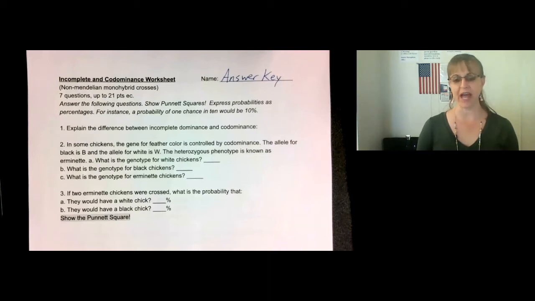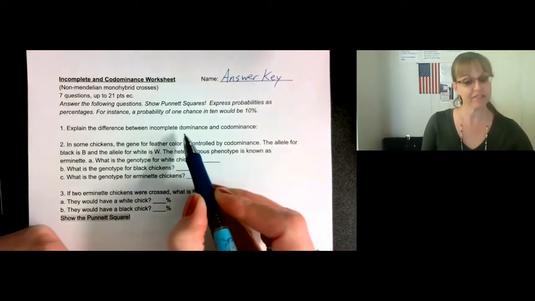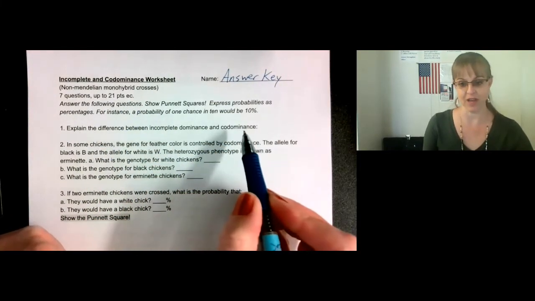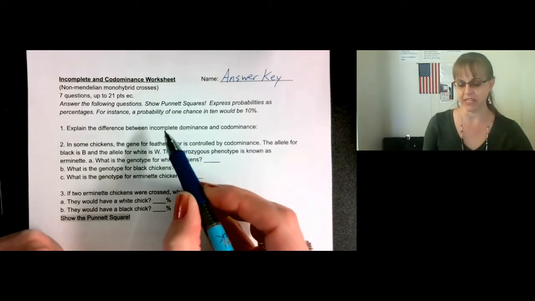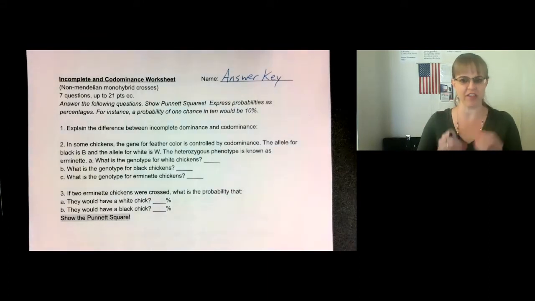So you've already learned how to do problems involving complete dominance, where one gene is dominant and one is recessive. But what about if you have incomplete dominance or codominance? That's what I'd like to show you how to do now. First of all, the difference between incomplete dominance and codominance. With incomplete dominance, the two characteristics kind of stir together. So for example, red and white would stir together to make pink.